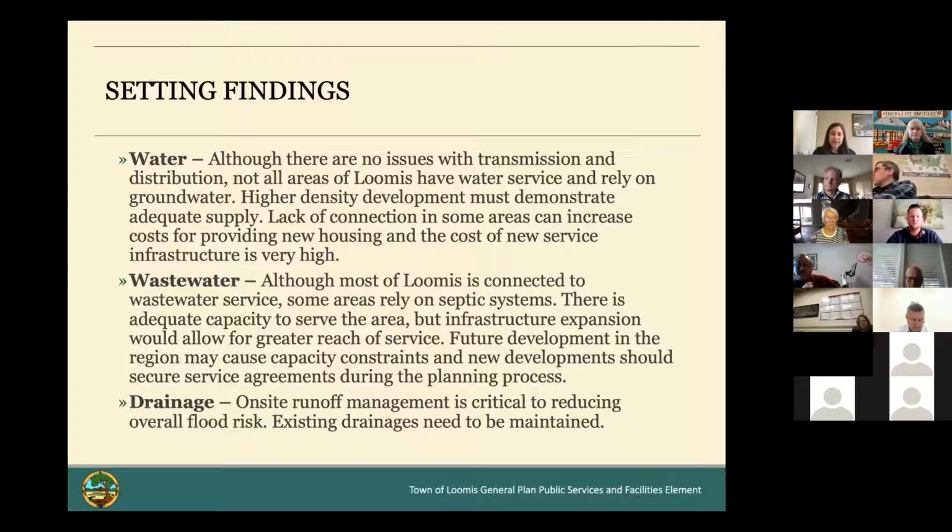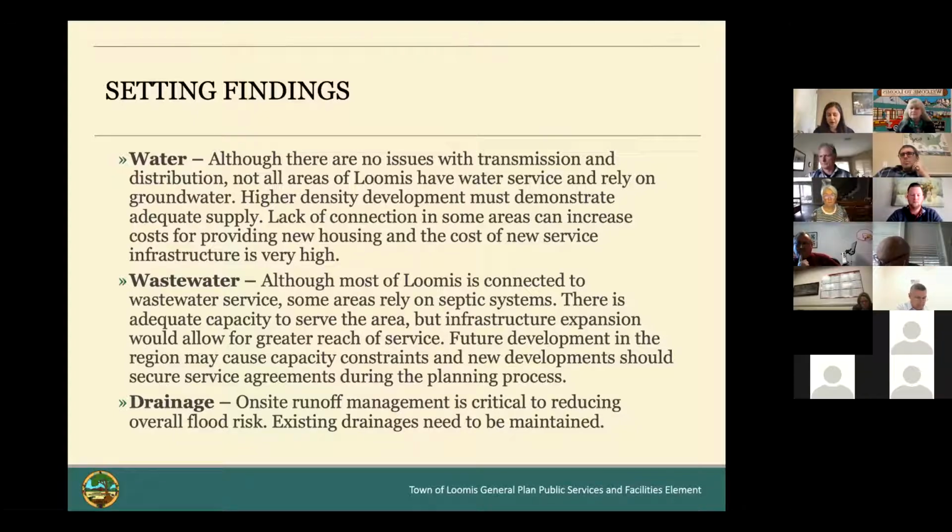Drainage includes any of your stormwater systems, and you're also connecting to flood control risks. So on-site runoff management is critical to reducing the flood risk, and we need to maintain existing drainages so that there aren't localized flooding areas. So that's another item to think about.